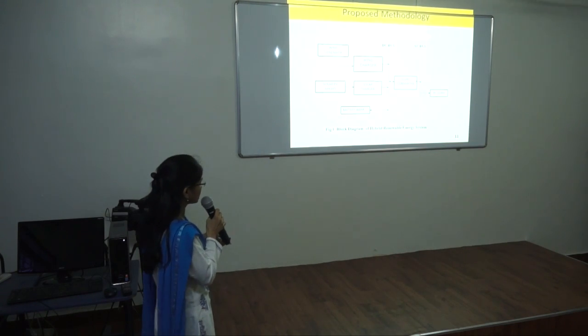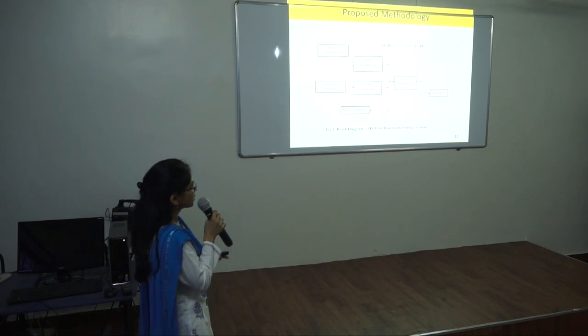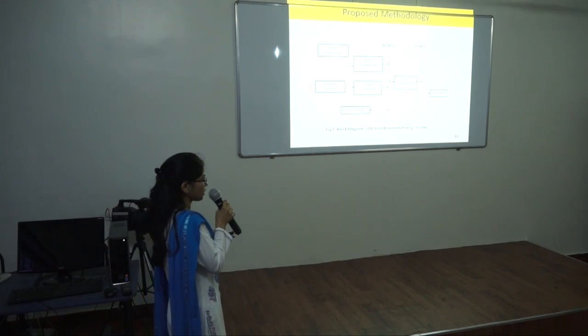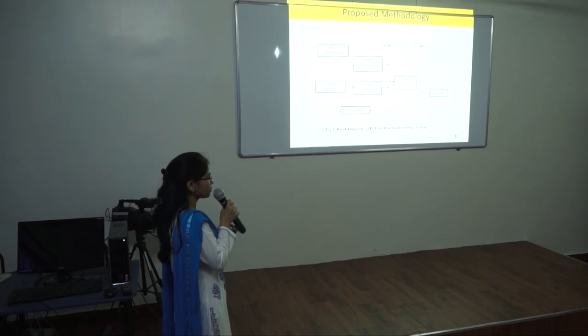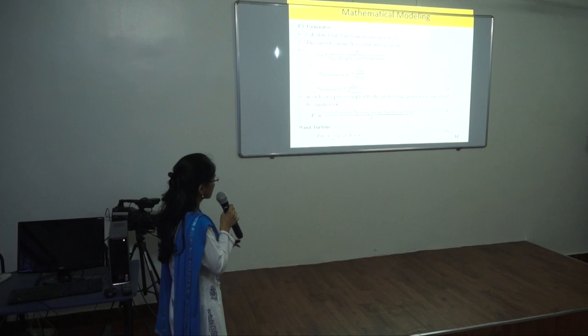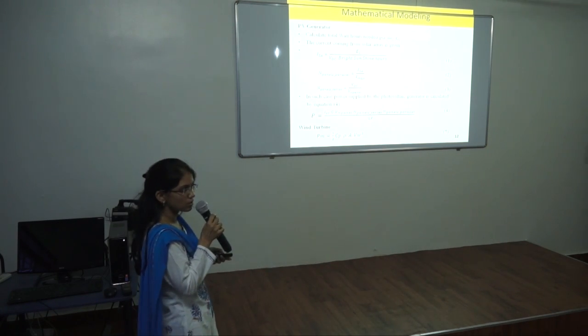The output of the charge controller is connected to the converter through the DC bus, and the output of the converter is connected to the AC load through the AC bus. In this system, the DC voltage is set at 300 volts and the AC voltage is set at 230 volts. These are the different mathematical equations which are used for the design of the hybrid energy system.